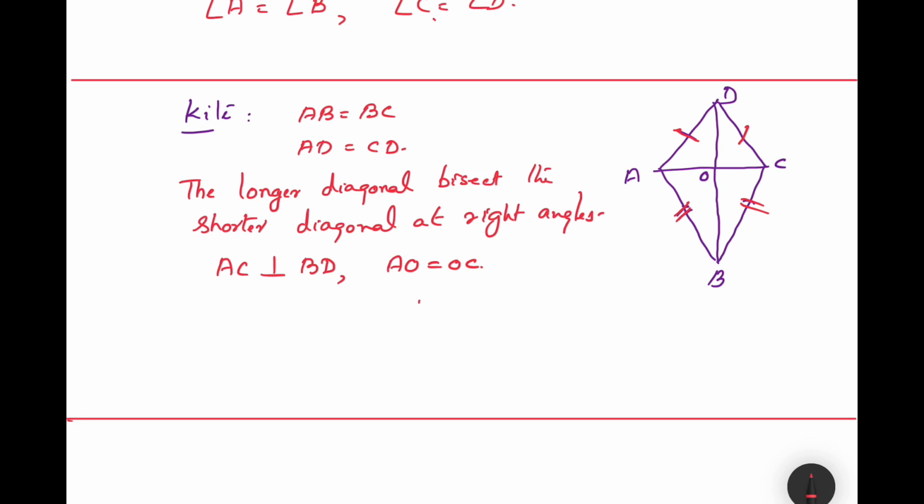Now, the properties of a kite: AC and BD are not equal, one will be longer, the longer diagonal will bisect the smaller one. So, AO will be equal to OC and this angle will be 90 degrees. That means, AC will be perpendicular to BD and AO will be equal to OC. So, these are the properties of the various types of quadrilaterals.